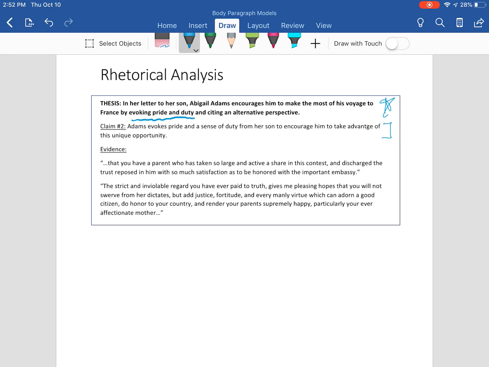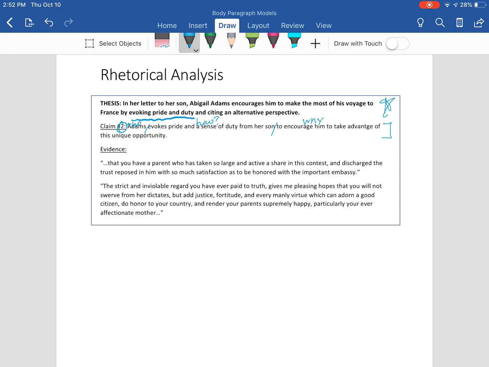I have Adams evokes pride and a sense of duty from her son to encourage him to take advantage of this unique opportunity. So right here is my why, to encourage him to take advantage of this unique opportunity. Here is my how, the evoking pride and a sense of duty. And then obviously Adams is my who. So I have all three pieces, and that's what builds a really effective assertion.